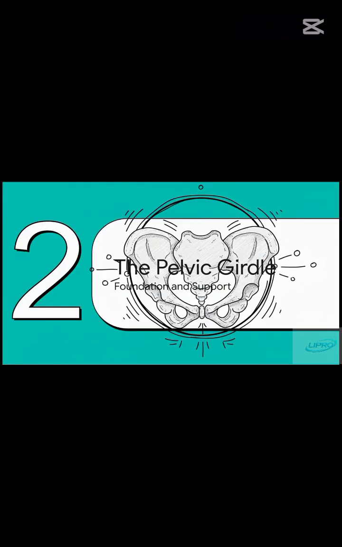Okay, so let's zoom in on that pelvic girdle. Now, this is an absolutely critical ring of bone. Think of it as the foundation. It's formed by the sacrum at the back, and then you have the two hip bones that wrap around the sides and meet at the front.